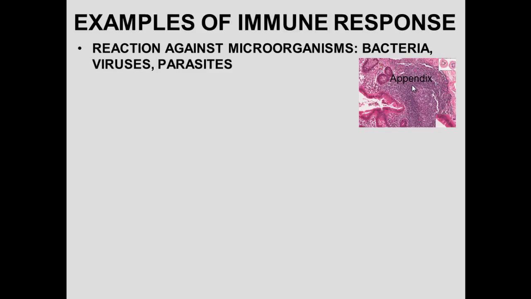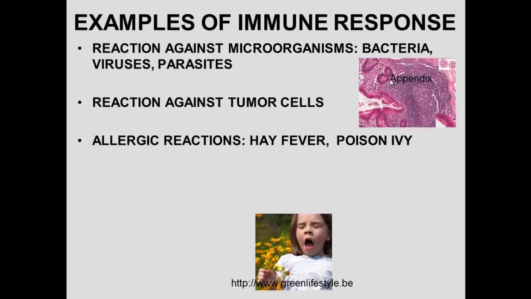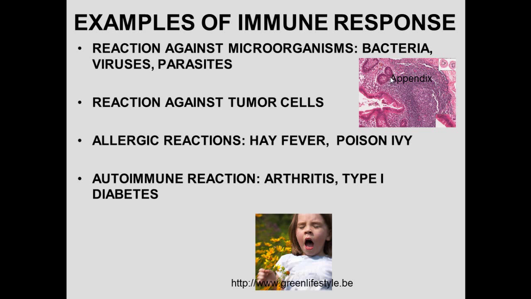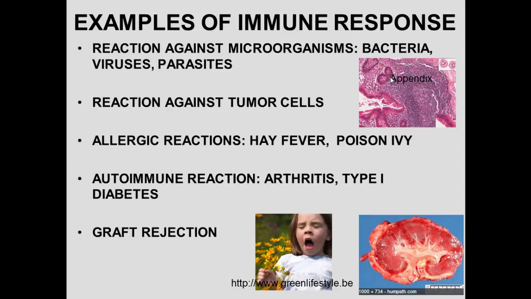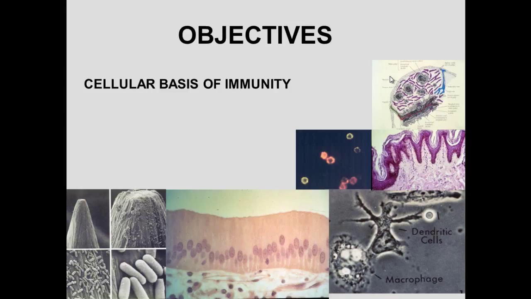But certainly you've had pimples or something, some kind of infection, an ant bite, or something that has caused an immune response. Other things are reactions to tumor cells. We don't have cancer because our immune system has prevented that. Maybe you have allergies, hay fever, poison ivy; all those are immune responses. Autoimmune diseases such as arthritis, type 1 diabetes, you might know someone with diabetes, and graft rejection. All of these are immune responses that we may have encountered or know about in the body.